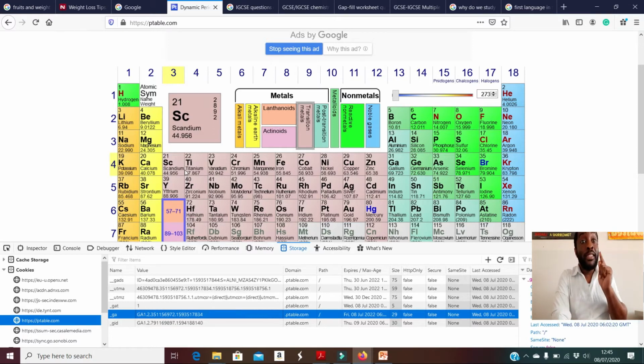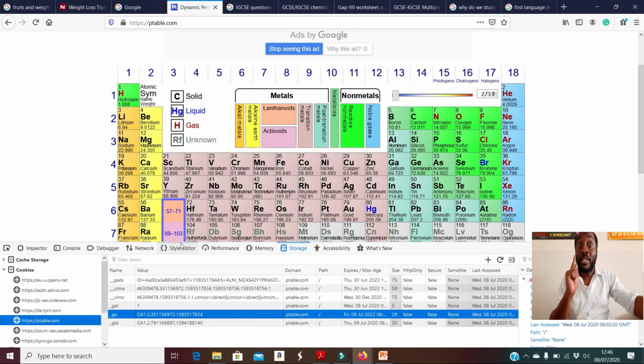A chemical symbol, or the symbol of an element, is usually one or two letters used to represent that element. I repeat, a chemical symbol or the symbol of an element is usually one or two letters used to represent that element. Now we have some elements whose symbol consists of one letter.